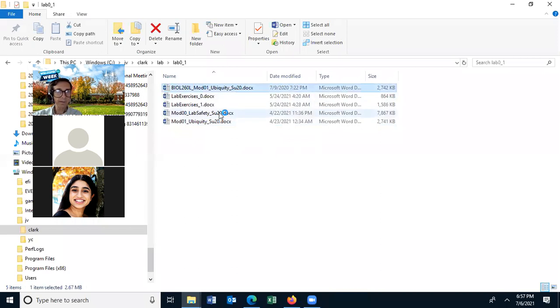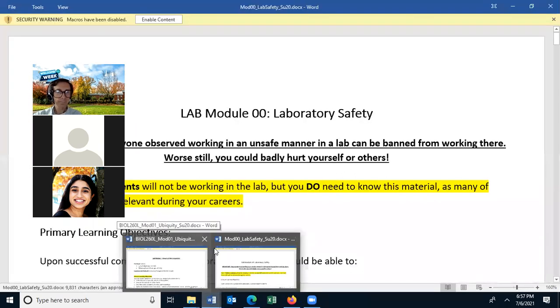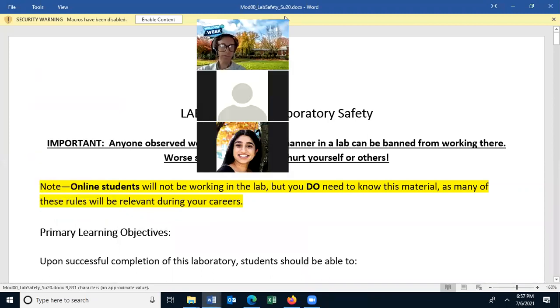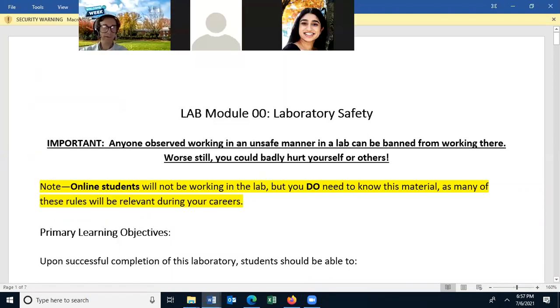I think that's it, but it might be that one. So let's open both of them just to make sure. Yeah, it's the second one. All right. Let's see, I'll put that at the very top, see if it goes there. There we go. Laboratory module 00.